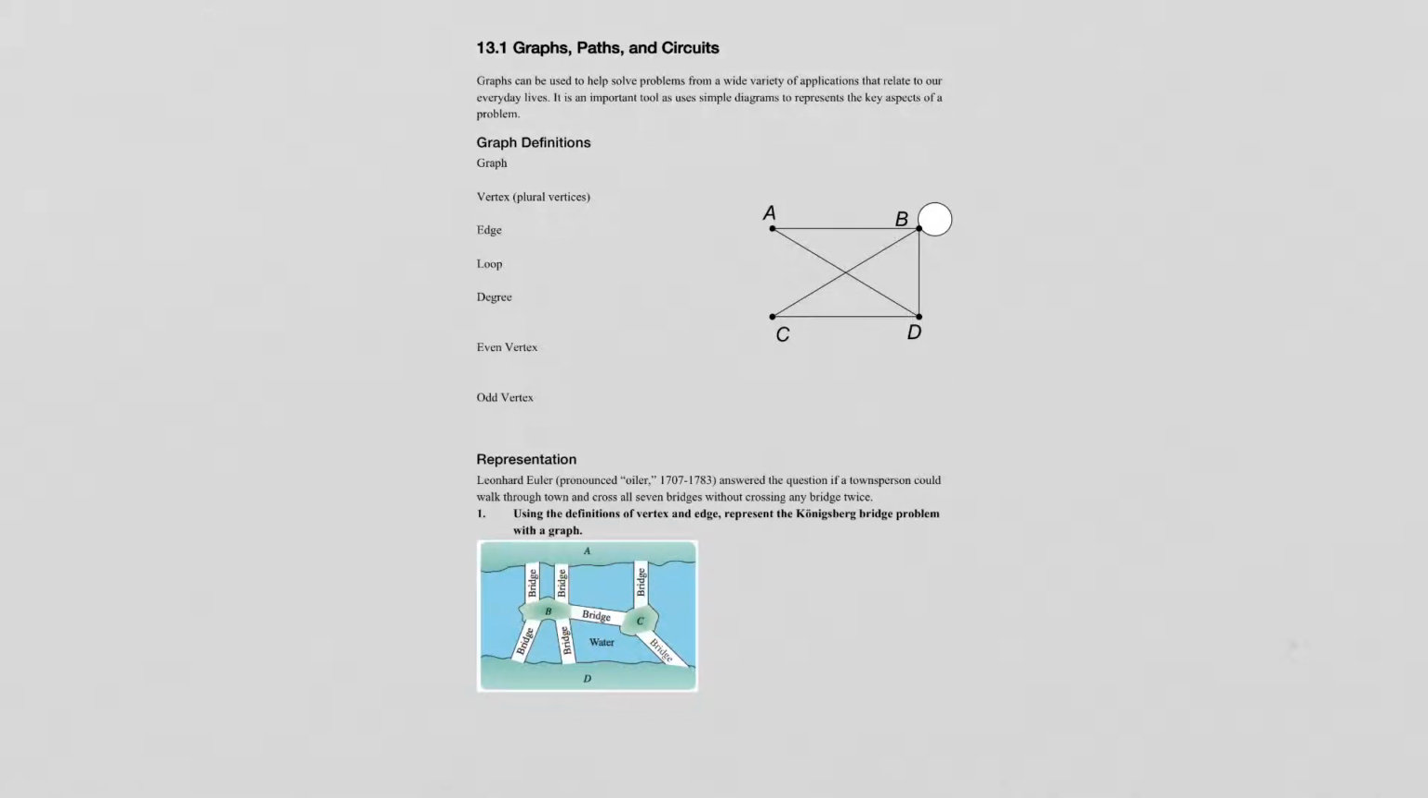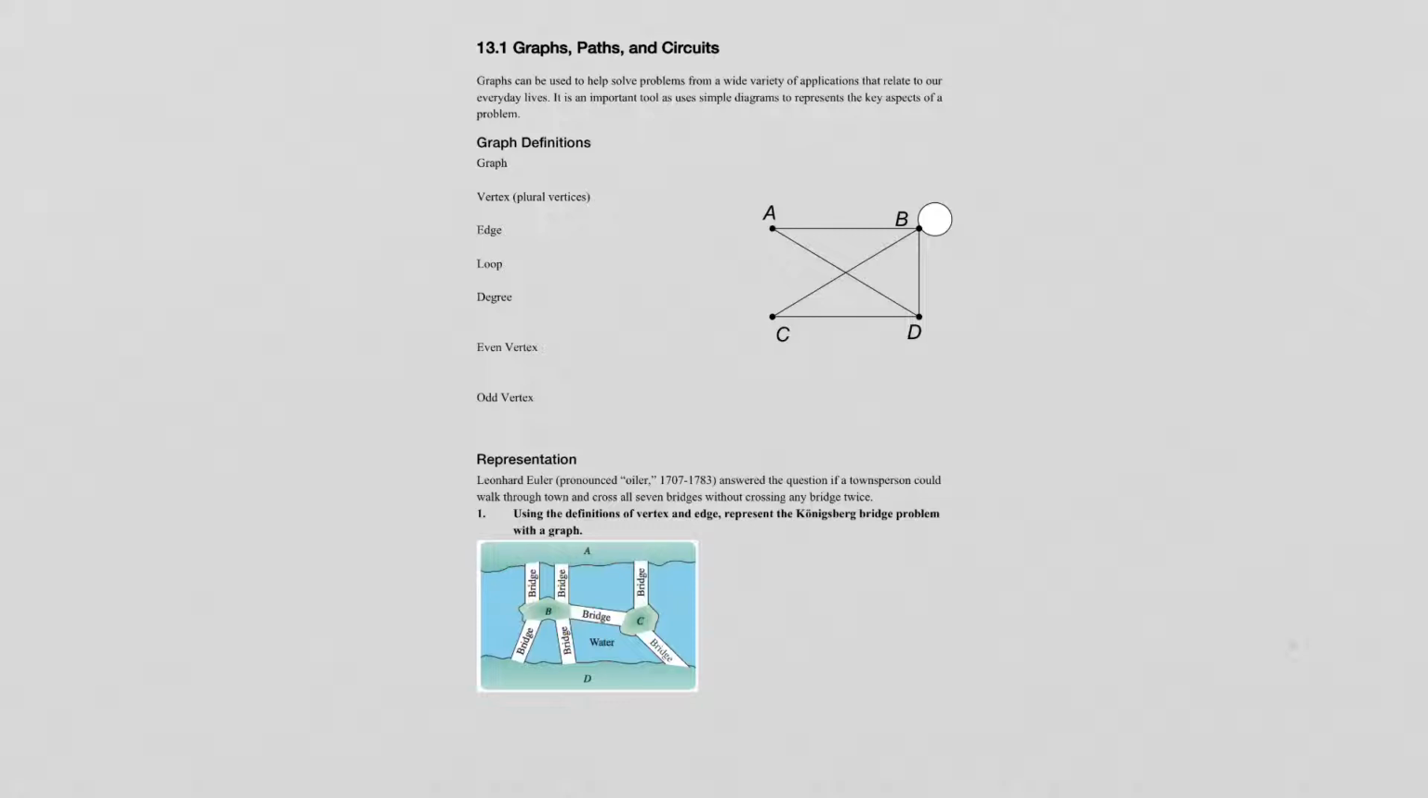This is the second part of chapter 13.1, and last time we talked about just the definition of graphs. We went over what is a graph, what is a vertex, or if you have many vertices, the edges in the graph, the loop, which is a special edge that basically leads you to the same spot. We talked about degree of a vertex, even vertex, odd vertex.